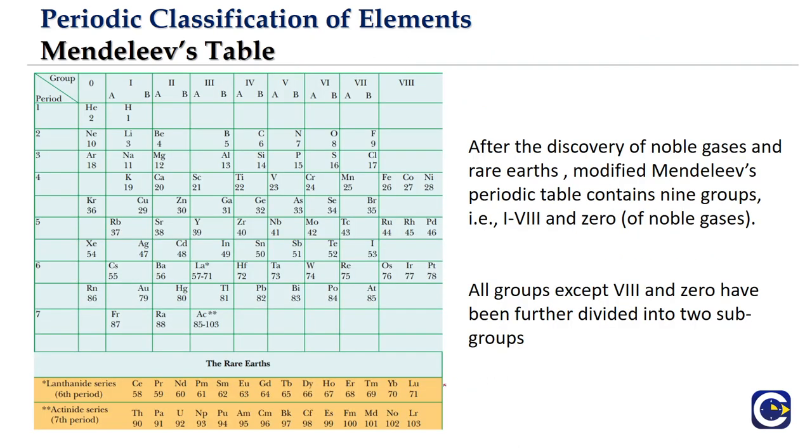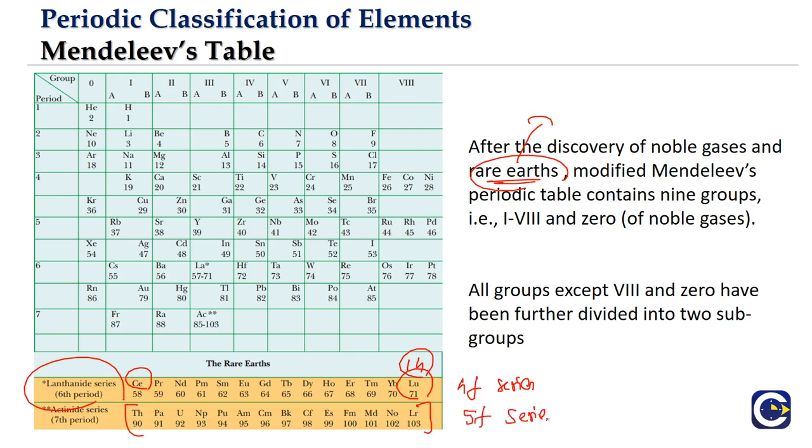So if you look at the modified version of the table, this is what we have. After the discovery of the noble gases and rare earths, rare earths are basically the lanthanoids. We'll talk about them again when we go to the modern periodic table. The elements starting from cerium to lutetium, there will be 14 elements. In the modern periodic table, we'll be calling them the 4f series. I'm just giving you a quick intro. We'll talk about it later. And the 14 elements starting from thorium to lawrencium, we'll call the 5f series. In the modern table, these are actually called the f block elements.